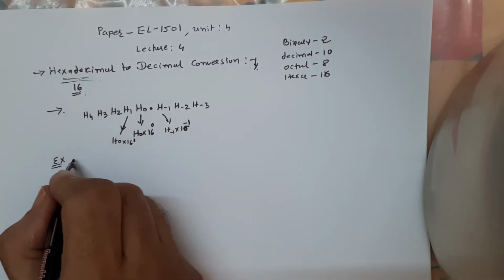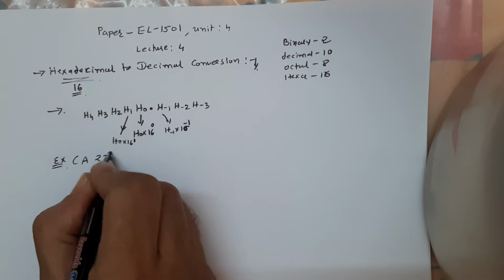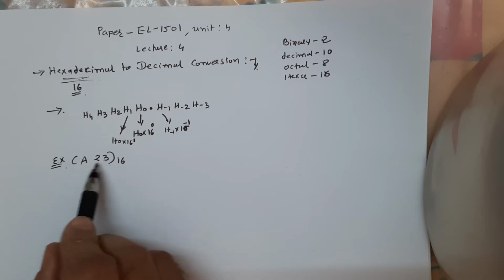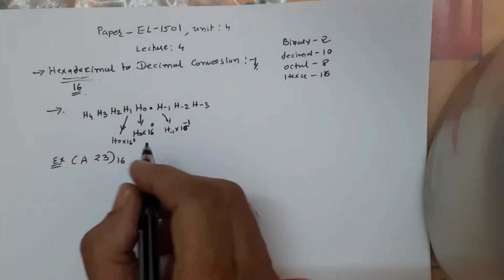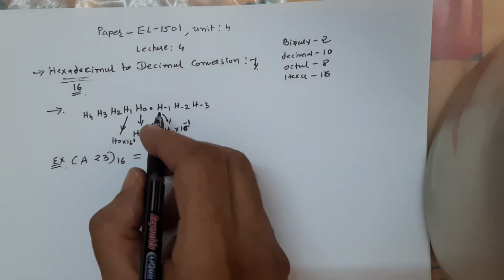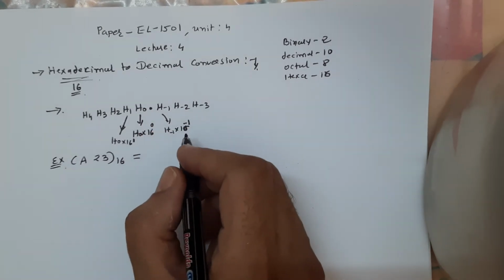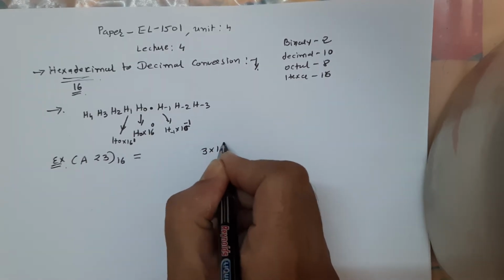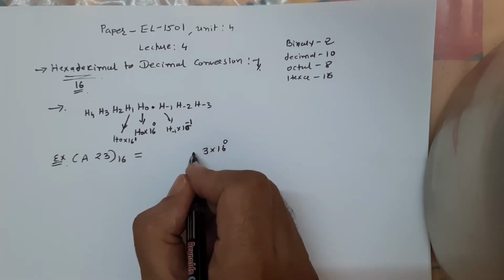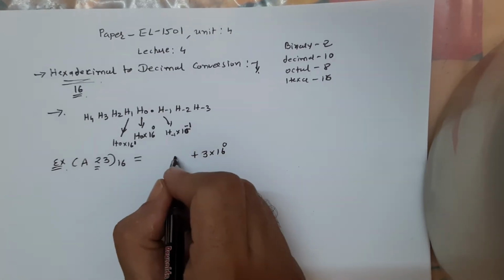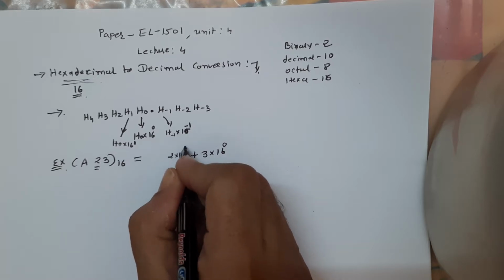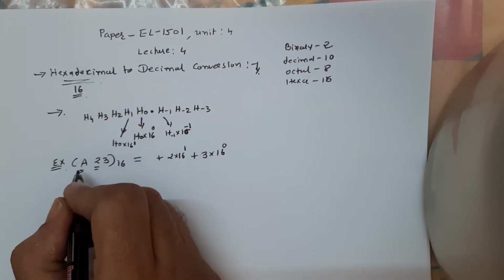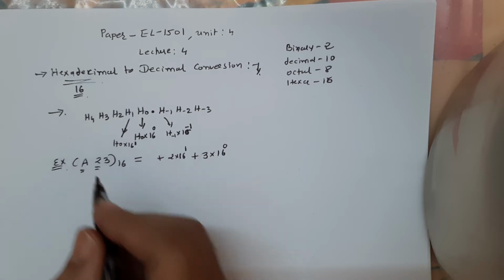If our number is A23 hexa, that means base 16. This 16 represents that this number is a hexadecimal number. The meaning of this is it is equal to 3 into 16 raised to 0 plus this 2 into 16 raised to 1 plus this A, which means 10. You know that.